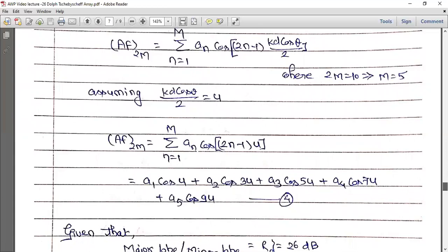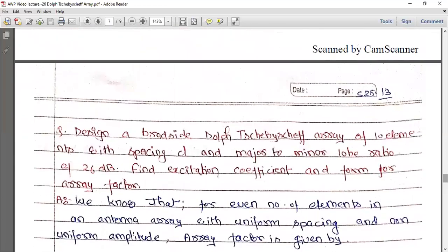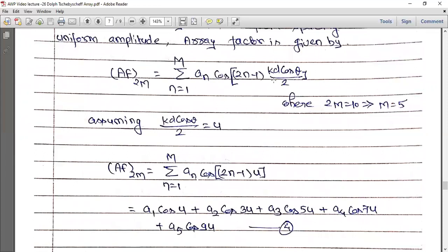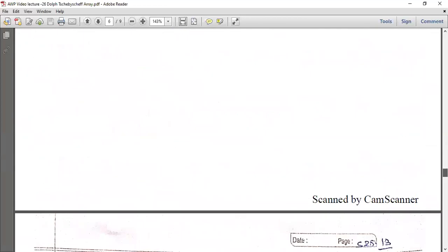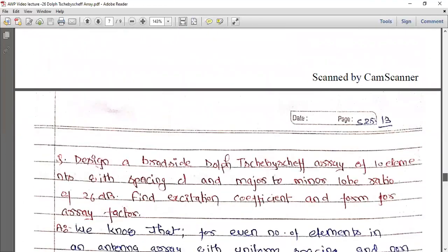Now the second thing given to you is that the inter-element spacing is d. That's why d is used here in kd cos theta by 2, so the inter-element spacing will be used here. The third thing given to you is that the major to minor side lobe ratio is 26 dB.